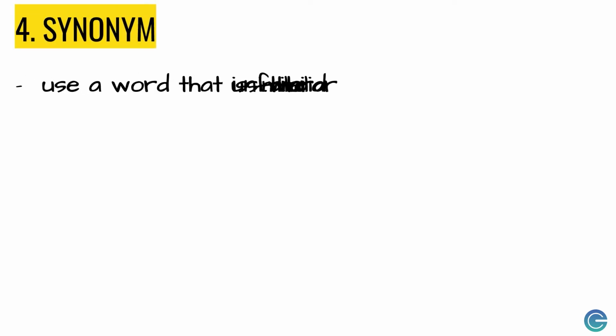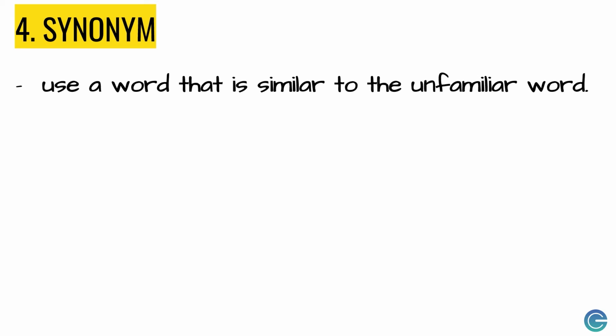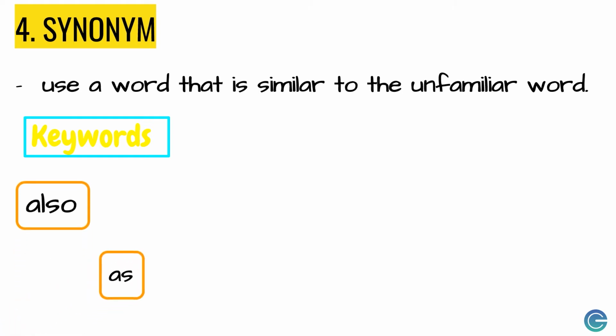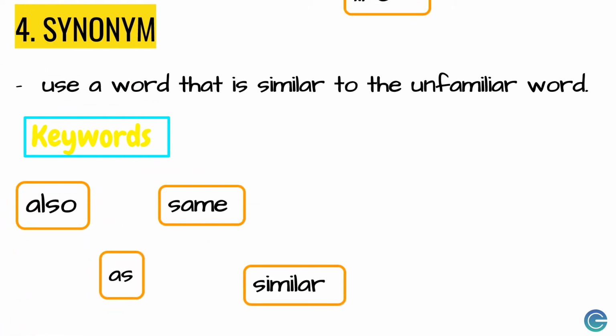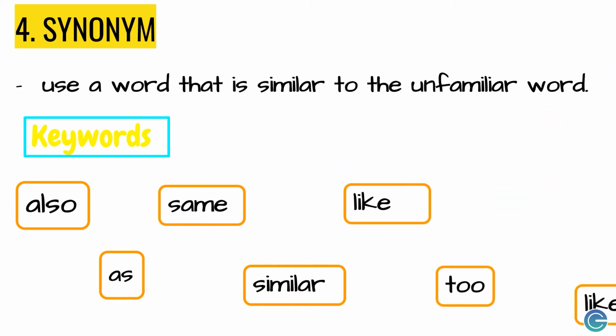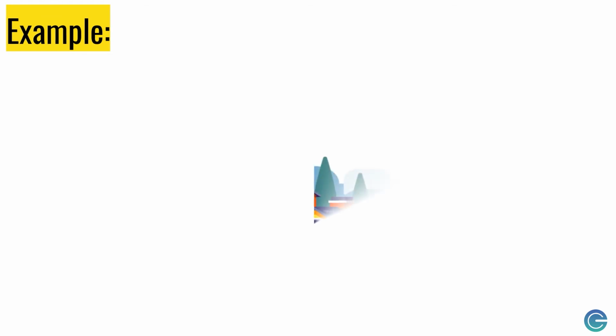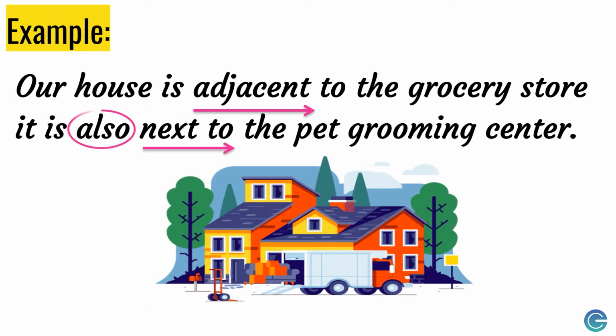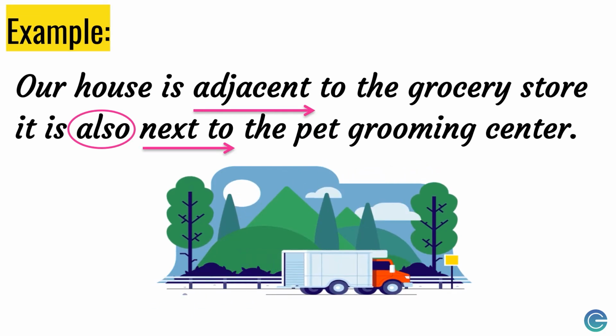Next, number 4, synonyms. Context clues that use synonyms usually use a word that is similar to the unfamiliar word. Here are some keywords for synonyms as context clues. We have also, as, same, similar, like, to, and likewise. Let's read the example. Our house is adjacent to the grocery store. It is also next to the pet grooming center.